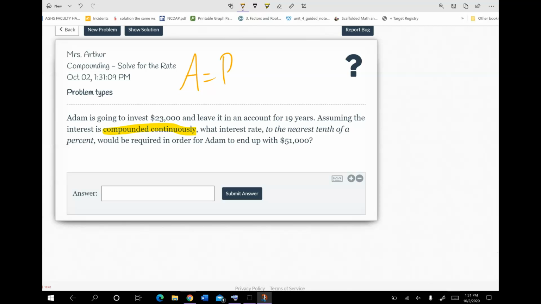A equals P E to the RT. Now let's label things. I want to invest, that's my P. 19 years, that's my T. It says what interest rate, so I don't know my interest rate. It wants me to round to the tenth. We'll talk about that in a minute. The end value, that's your A. So I'm missing my R here. I know everybody but my R. So let's write our equation.